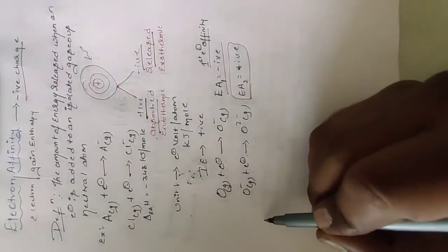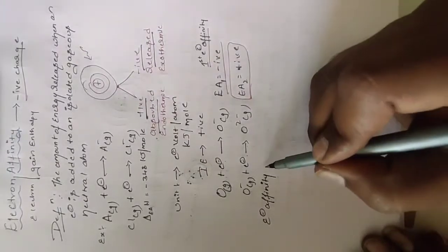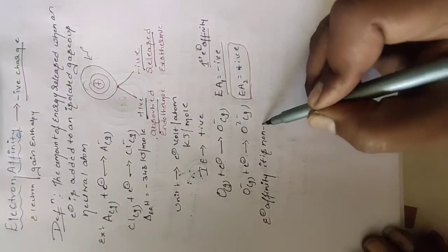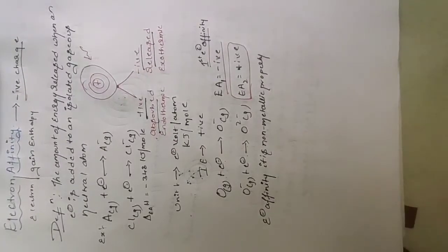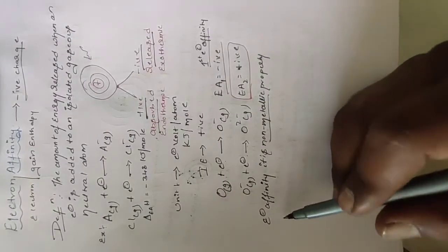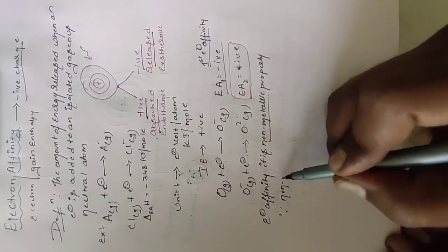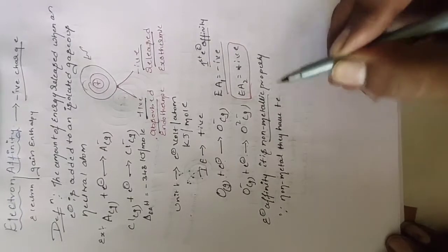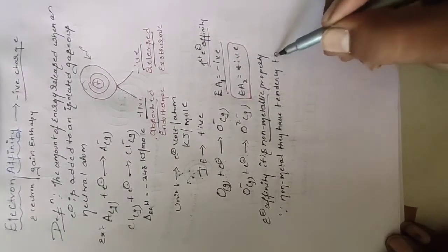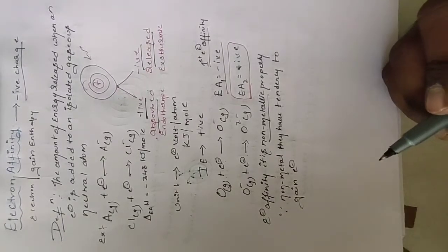Electron affinity is a non-metallic property, because non-metals have a tendency to gain electrons in the periodic table. That is why they can ask you that electron affinity is a non-metal property.